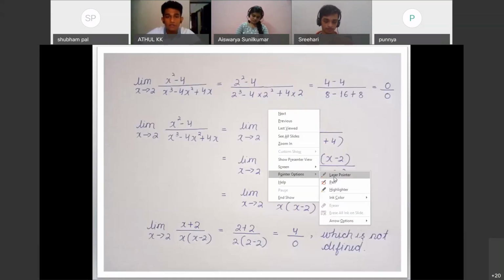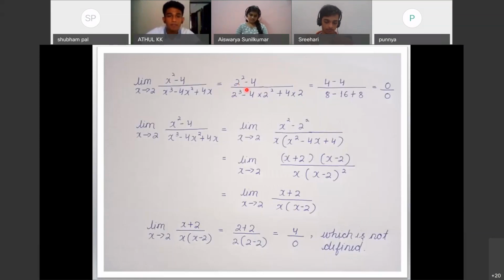So the function becomes 2 square minus 4 by 2 cube minus 4 into 2 square plus 4 into 2, which becomes 4 minus 4 by 8 minus 16 plus 8, which is equal to 0 by 0. So now the obtained result is of the form 0 by 0. So what we must do next is we factorize the function.